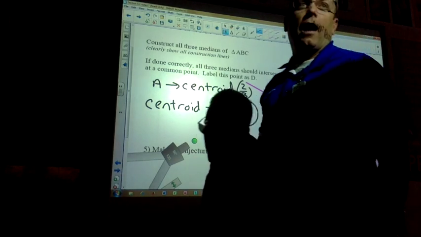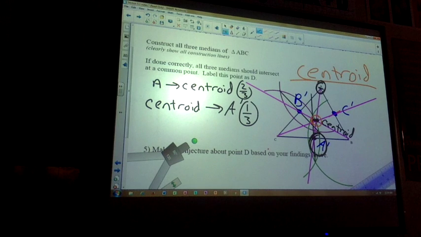Is it always going to be 2/3? Yes. As far as the centroid goes, every time. Doesn't matter which one. So that's kind of a big key to recognize. Okay?